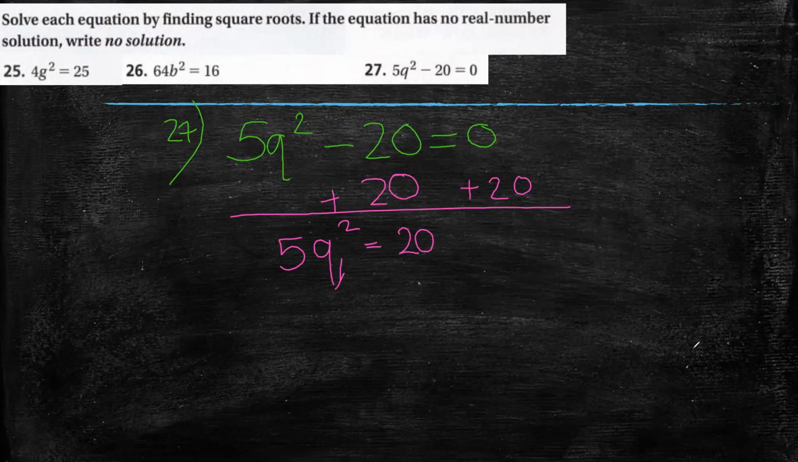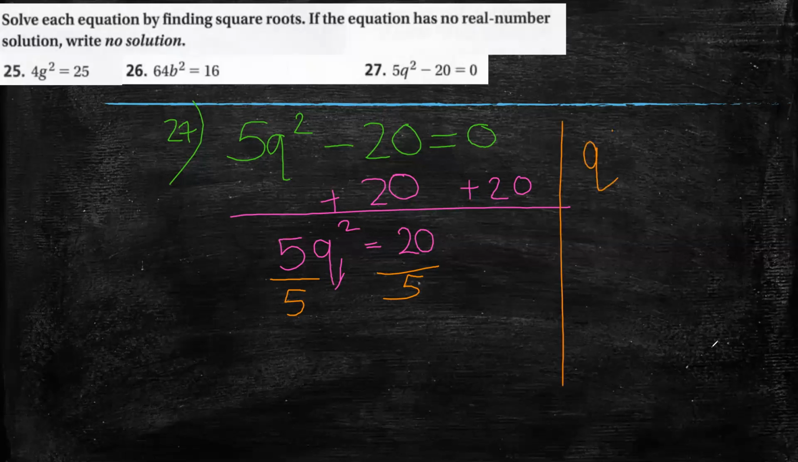What is the number that is multiplied by q squared? 5. So divide by 5 on both sides. So q squared is equal to 4. So q equals what? What is the square root of 4? 2 and negative 2. Bravo, positive and negative 2.